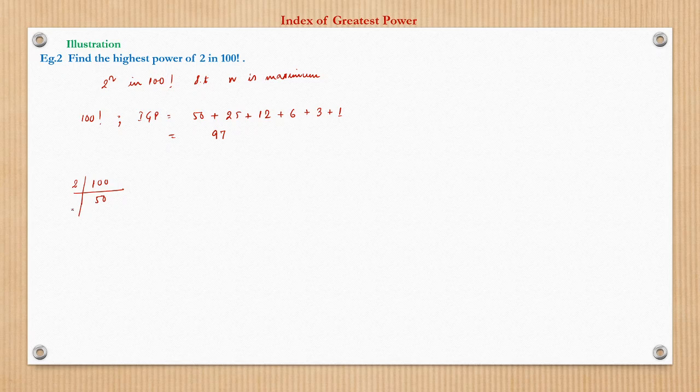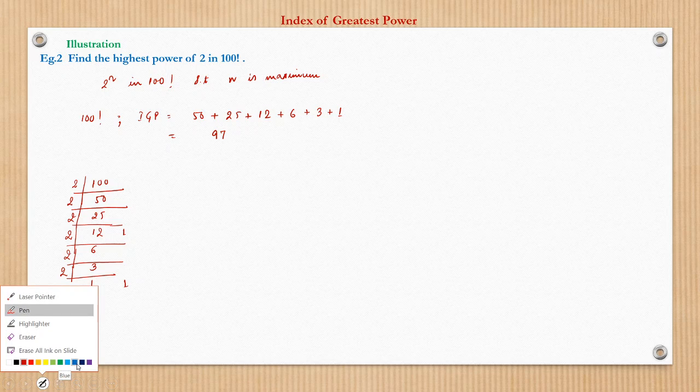So 2 fives will divide 100 50 times, further 2 will divide 50 25 times, further 2 will divide 25 12 times, leaving 1 as a remainder. Then 2 will divide 12 6 times, 2 will divide 6 3 times, 2 will divide 3 1 time, leaving 1 as remainder. So what we have to do, we have to add the quotients, right?